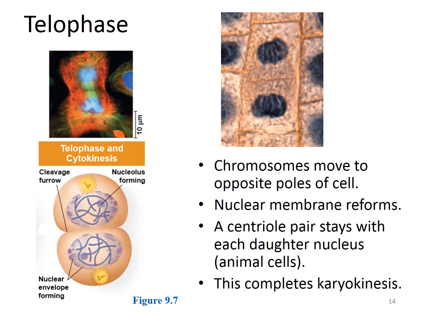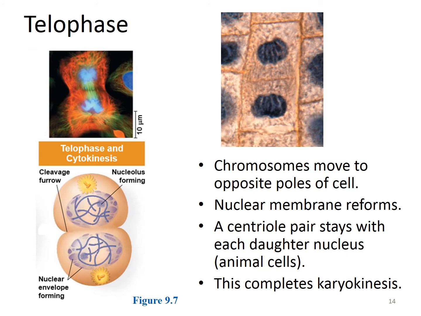And as those individual chromosomes start to reform these daughter nuclei, they're going to go back from that tightly condensed or consolidated chromosome form back to the chromatin form. A centriole pair in animal cells will stay with each of the reforming daughter nuclei, and this really is the end of karyokinesis, that first major process in cell division, and we're finishing up the process of dividing the nucleus, but it's the beginning of cytokinesis, the division of the cytoplasm.